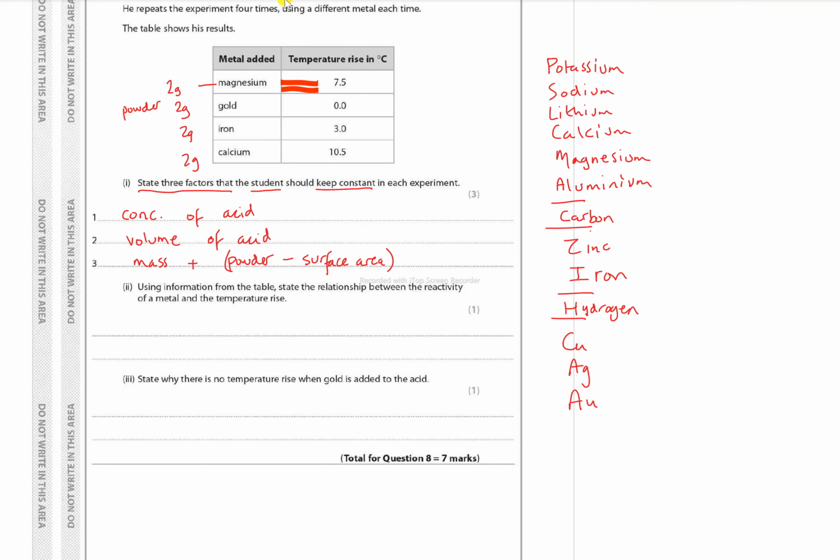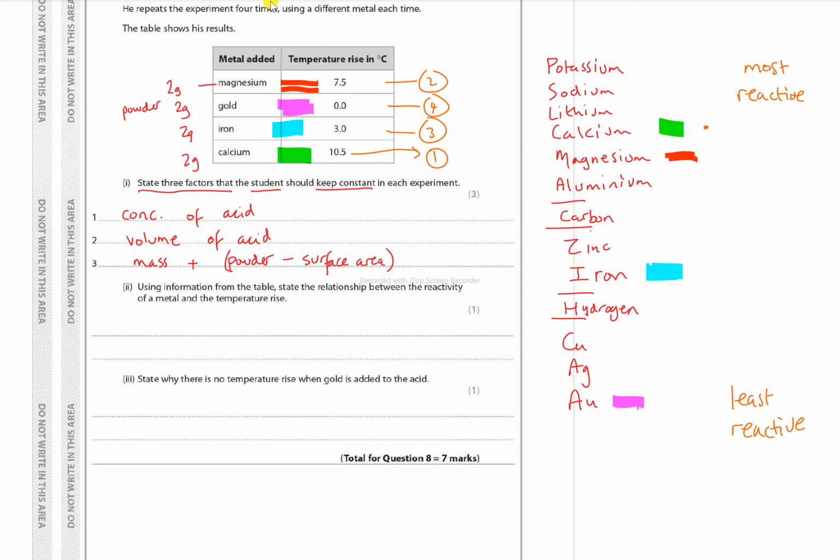Magnesium is here. Gold doesn't react by the looks of it, so it's there. Iron is there, and calcium is here. So we're expecting calcium to be the most reactive. So this is the most reactive. This is the least reactive in this list. So because you've got the highest temperature, that's the most reactive. That's the least reactive. That's the second most reactive. That's the third most reactive. And you can see it should match up. So you should have green at the top, red, blue, purple.